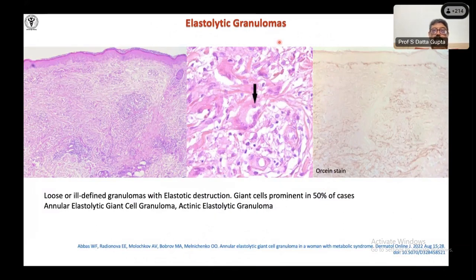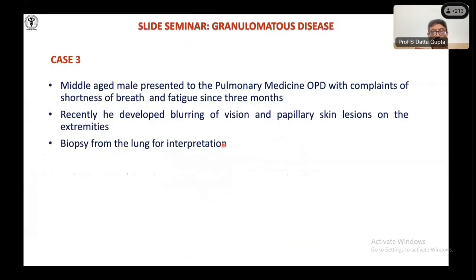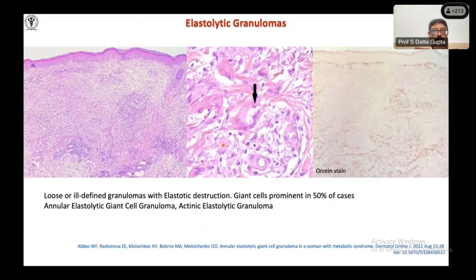You also have elastolytic granulomas where the elastic tissue is destroyed, right? You have two types, elastolytic giant cell granuloma and actinic elastolytic granuloma. These are the two. Ma'am, can you come over and show the tuberculosis cases?